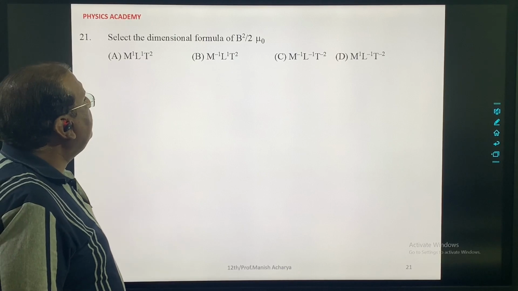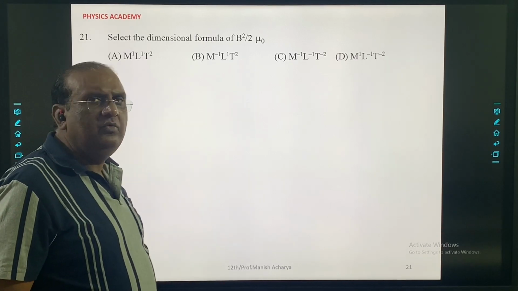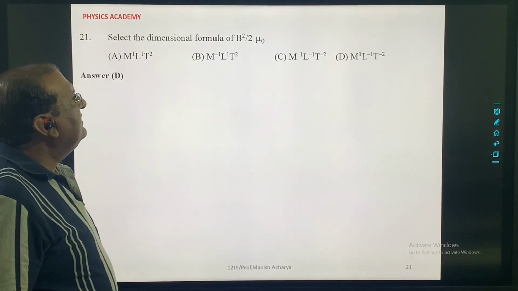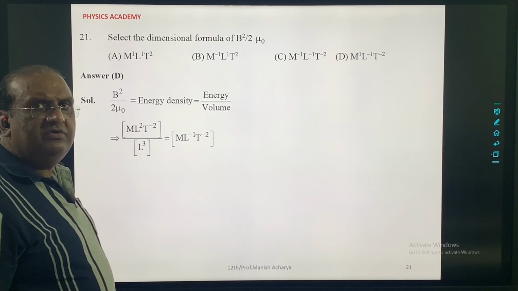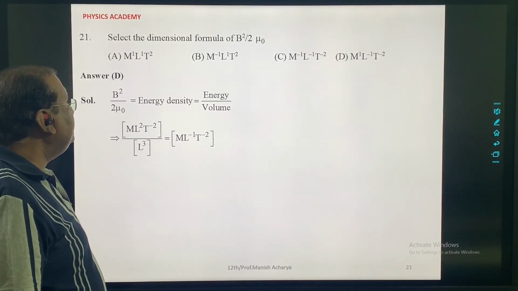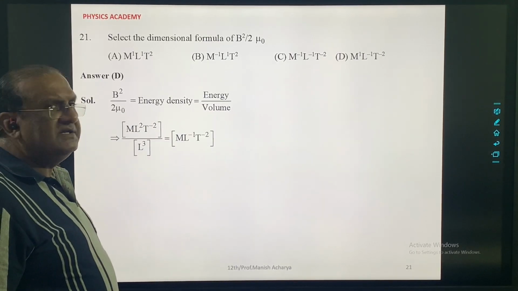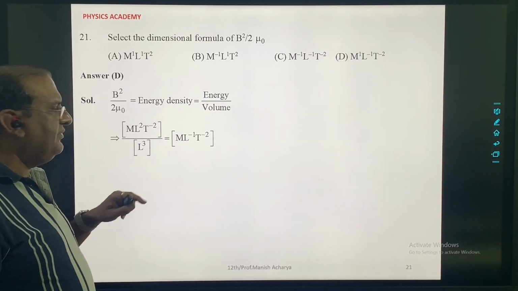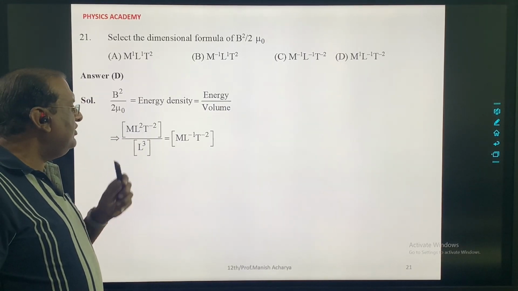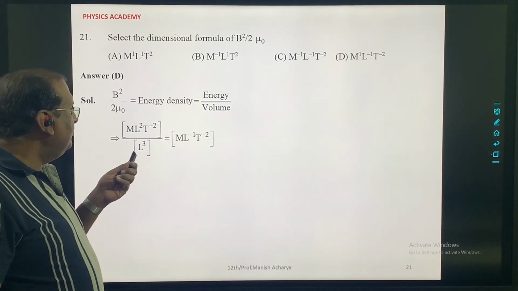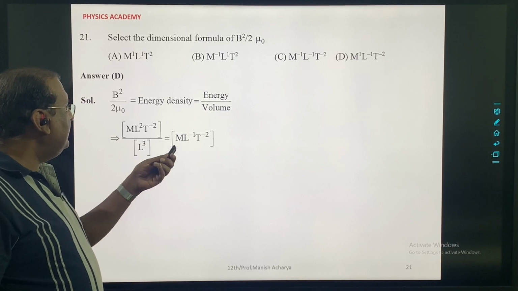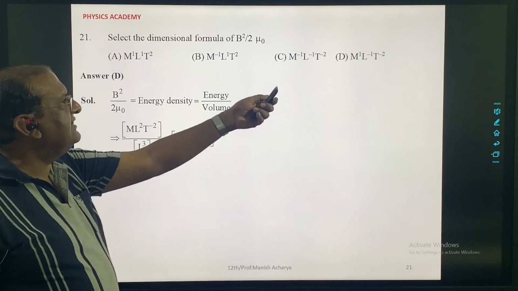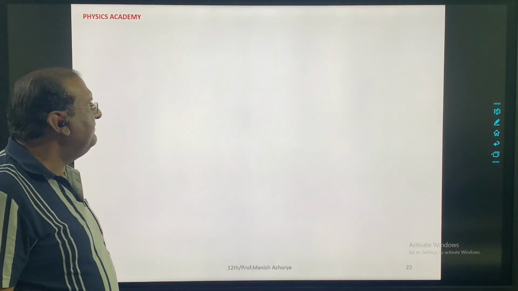Select the dimensional formula of B square upon 2 mu 0. Now in theory we studied that B square upon 2 mu 0 is the formula of energy density, that is, energy upon volume. So if we take the dimensional formula of energy, that is M1 L2 T minus 2, for volume L3. So resultantly you will get M1 L minus 1 T minus 2. So your answer is D.